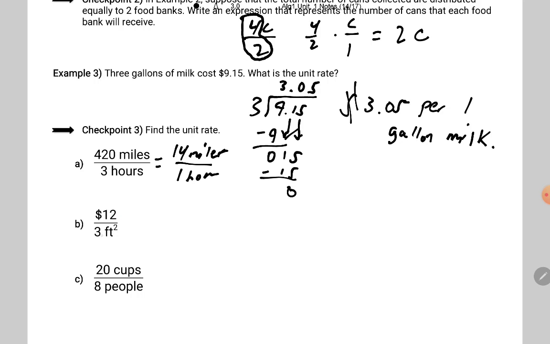$12 per 3 feet squared, or $4 per foot squared. We deal with feet squared when we're looking at area, and let's say you're replacing floor tiles, stuff like that.